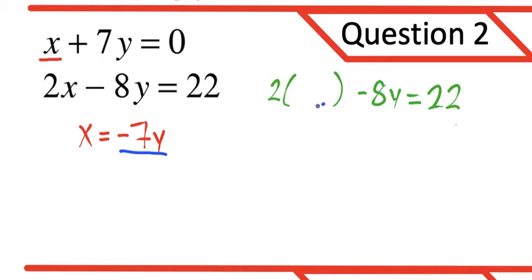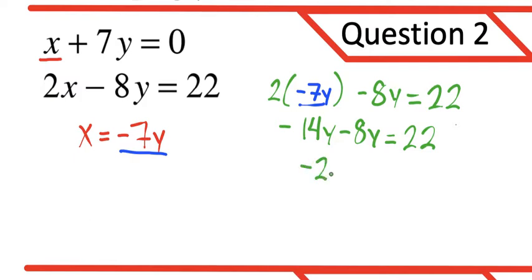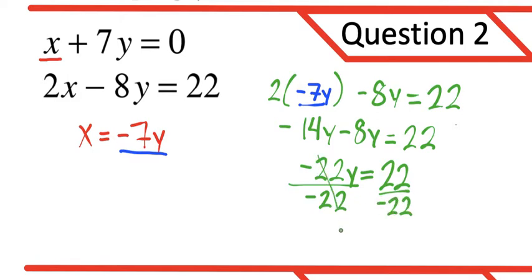Here, instead of x, we're going to plug in what x is equal to, which is negative 7y. 2 times negative 7y is negative 14y, minus 8y is going to equal 22. Negative 14y minus 8y is going to be negative 22y, and that's going to be equal to 22. The last step to get y by itself is going to be to divide by negative 22 on each side, and then we'll find that y equals negative 1.